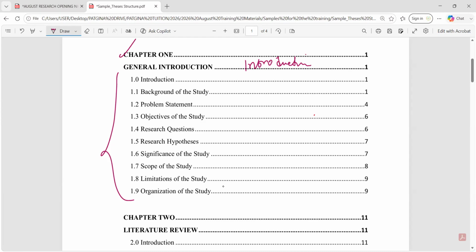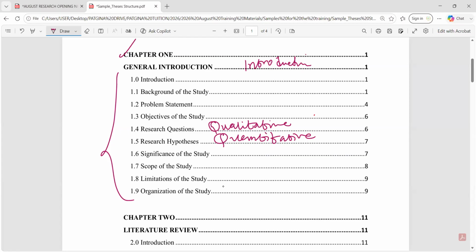Then it follows. You come to the research hypothesis. The difference between the research question and the hypothesis is that we base on the research objectives to write the research questions, and we base on the research objectives to write the hypothesis. But the research questions are for qualitative research. Take notes. And the research hypothesis is for quantitative research. So for qualitative research, we write research questions. For quantitative research, we write hypothesis.